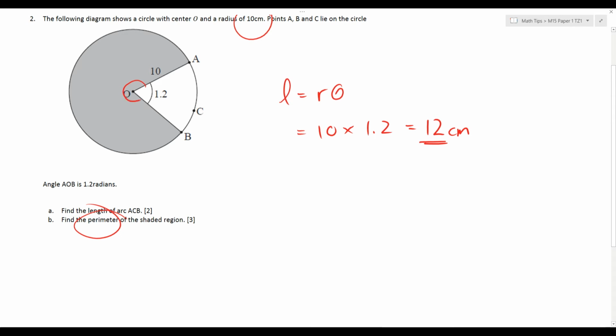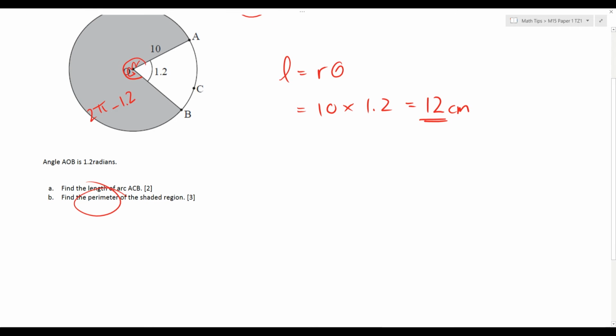The simpler way is that you simply get 2 pi minus 1.2 to get this. But because this is a non-cal test, it's pretty much impossible for us to do that. So what are we going to do? We are going to go for the simple equation of a circumference. So the whole circumference is what? The whole circumference is simply 2 pi r.